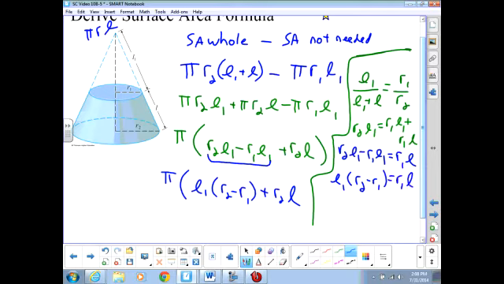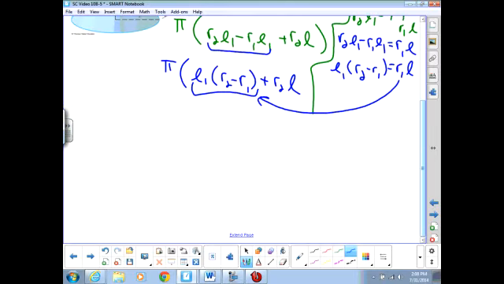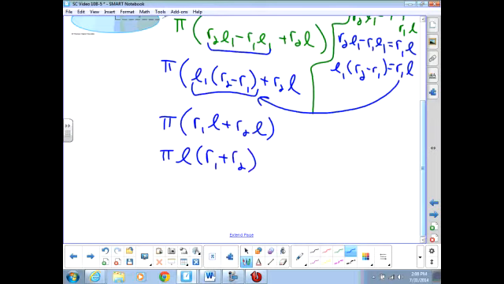Well, notice our left side is exactly what we have here. So we're just going to do a replacement. We'll replace that with what we know it's equal to, R1 L. So we've now got pi times R1 L plus R2 L. We can pull an L out of each of those, so that's pi times L times R1 plus R2.